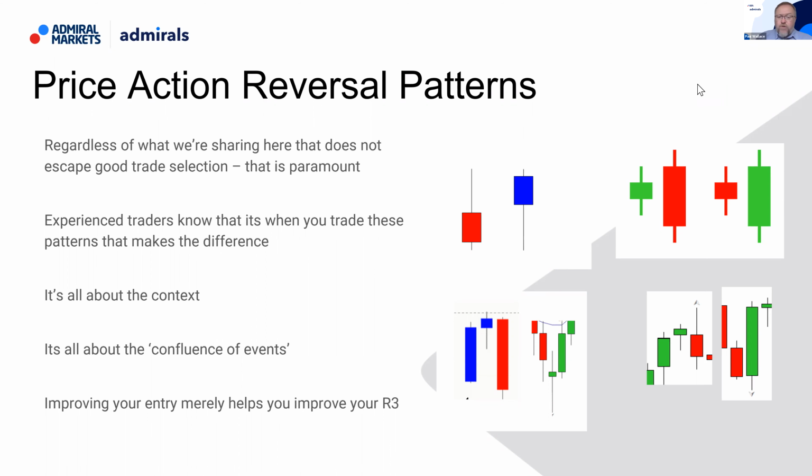And experienced traders know that it's when you trade these patterns that makes the difference. It's not about trading every single one of them. It's about the context. It's about where they appear. It's about that confluence of events, two, three, four things all coming together at one time and place. And by improving your entry, as we'll look at more deeply, that's merely helping you improve your R3, your reward to risk ratios. That's what we're always trying to do, to nudge our expectancy in our favor.